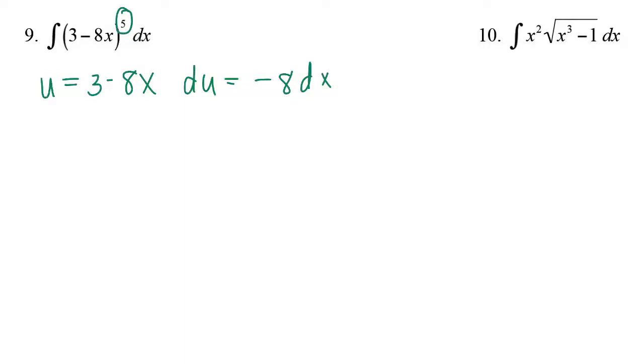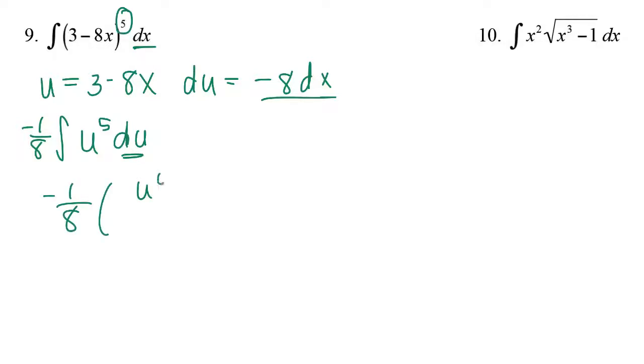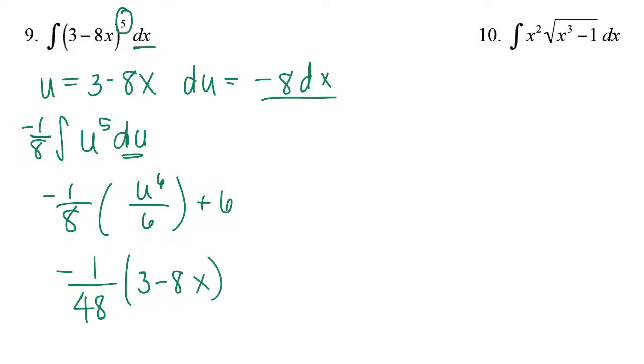So let's see. We have the integral of u to the 5th du. But remember, du is negative 8dx. I only have 1 dx, so I need to balance that by multiplying by negative 1/8. And so let's go ahead and finish integrating. So it's going to be u to the 6th over 6 plus c. So I get negative 1 over 48. And then u was originally 3 minus 8x, all raised to the 6th, plus c.